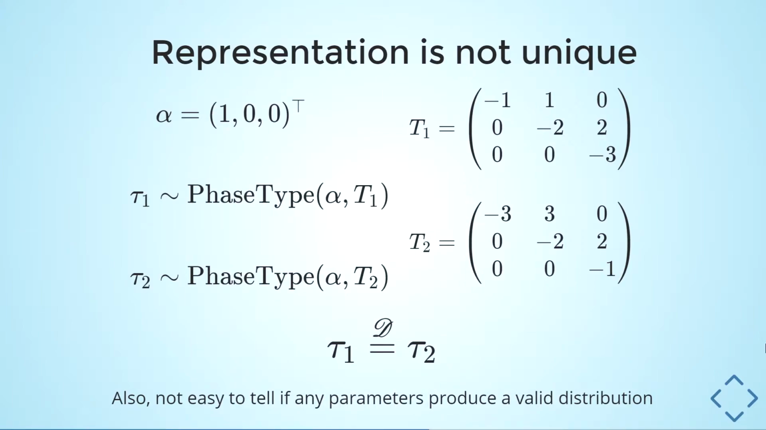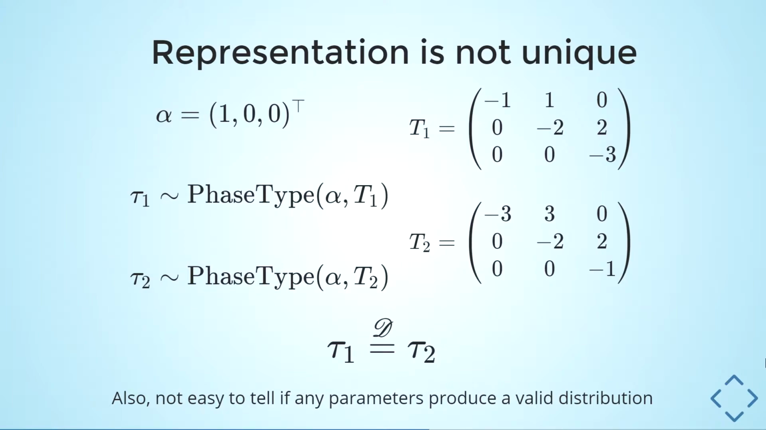Anyway, so I've said a few good things. Time for some bad things to say about this distribution. So the representation is not unique. Here is just a simple example of two different matrices that look like they define two different phase type random variables, but they're actually the same if you can relabel the phases. That's a really simple example of getting the same distribution in two different ways.